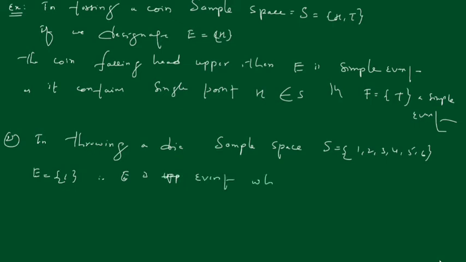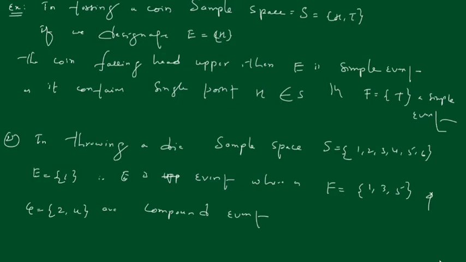an event, whereas F equals to {1, 3, 5} and G equals to {2, 4} we are taking. Are what? Are compound events. If more than one element consists in an event, we can say it is a compound event. Otherwise, only a single element is there, then we can say it is a simple event, right?